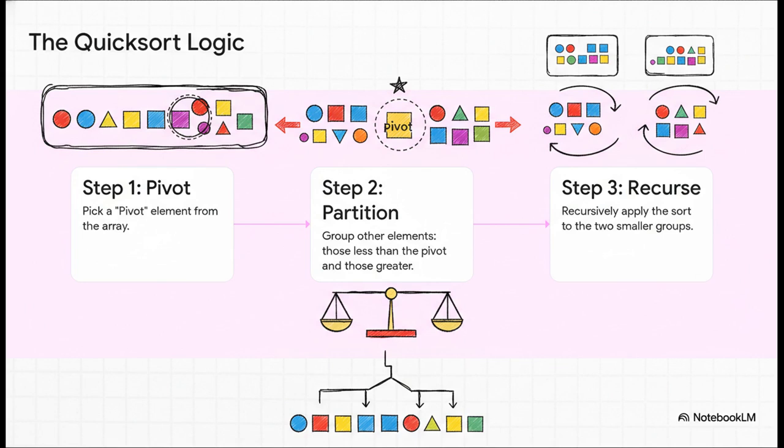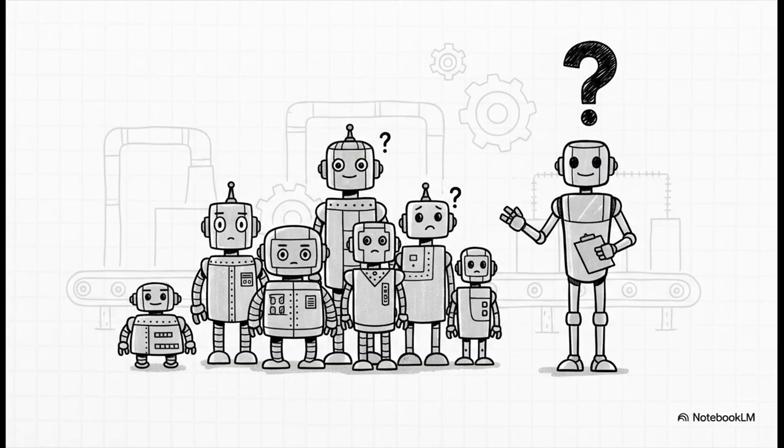First, you just pick any element from your list. We'll call that the pivot. Then you shuffle everything else around, so all the items smaller than the pivot are on one side, and all the items bigger are on the other. And then you just do that exact same process again on those two new smaller groups. That's it. To really get this, let's forget all the technical jargon for a minute.